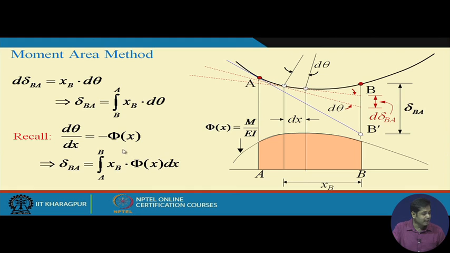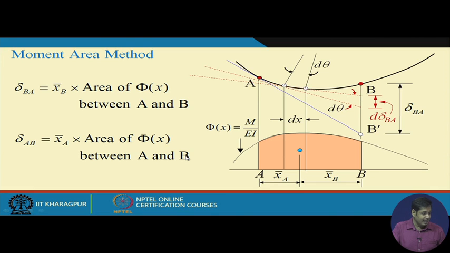What this expression essentially is, is the moment of this area about point A. If we do not have xb, if it had been the integration from A to B of phi x dx, this would be the area between A and B. But if we have xb into phi x dx, then this is essentially the moment of this area, where xb varies from A to B. It was B to A initially, but it becomes A to B because of this minus sign.